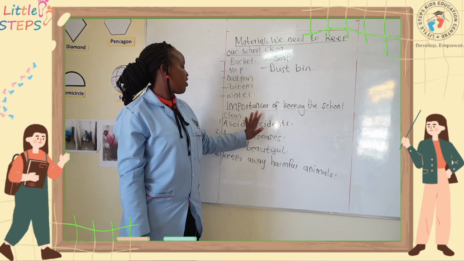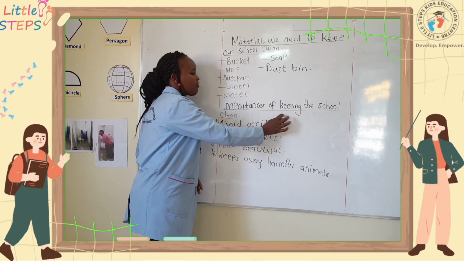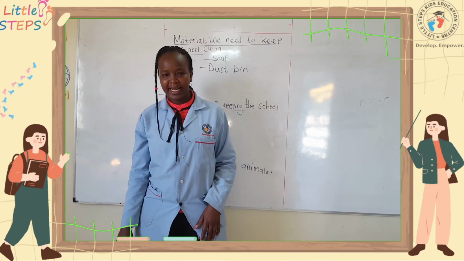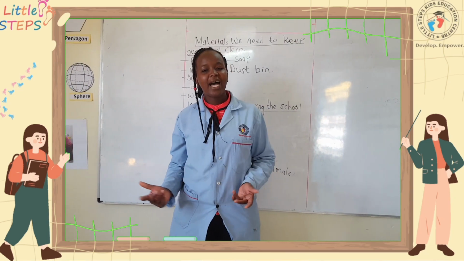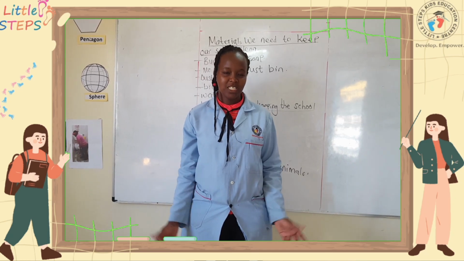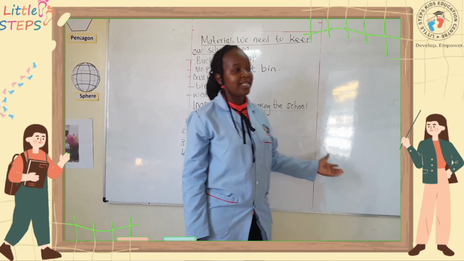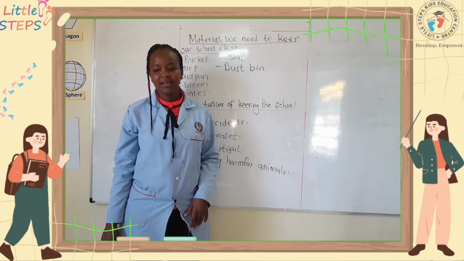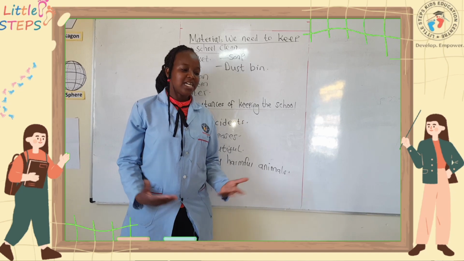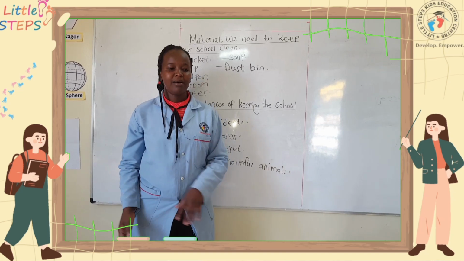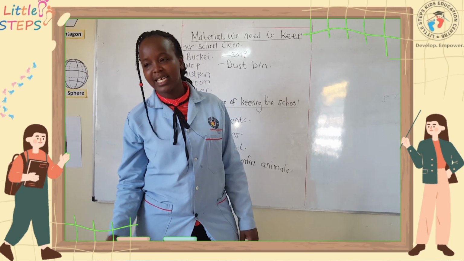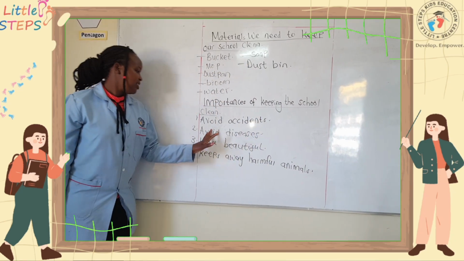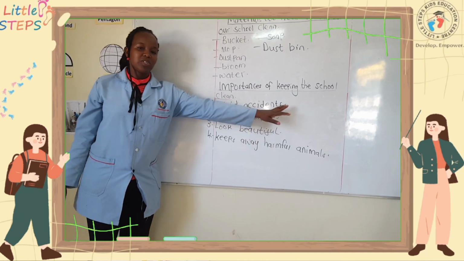Now, away from that, I also want us to look at the importance of keeping the school clean. And I want you to think, why should you keep the school clean? And number two, what would happen if you were to live in a dirty school? And these are the most likely things that would happen. Number one, there will be a lot of accidents in school. Let's assume you eat your fruits and dump the peels anywhere. Somebody might step on them and fall and get either a cut or even bump their head. So we'll avoid a lot of accidents if we keep our school clean.